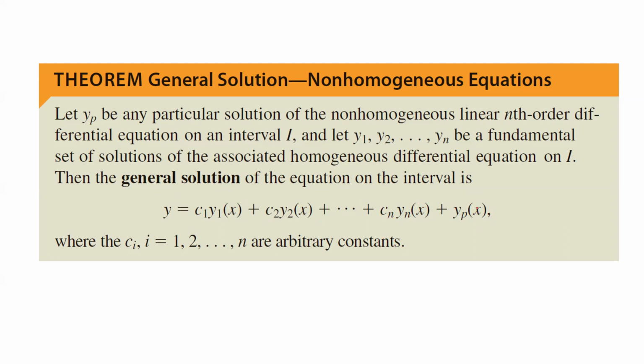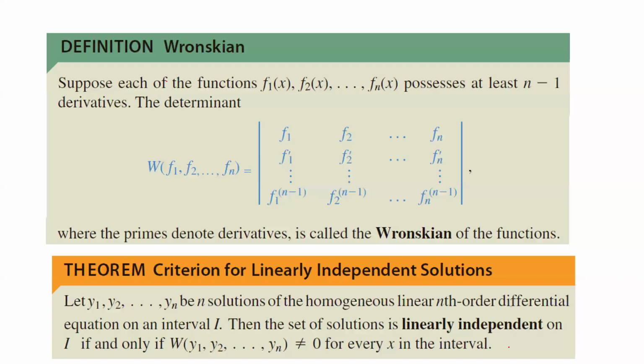So recall how we define the fundamental set. First, we define the Wronskian. Suppose you have some functions f1, f2, f3, up to fn that have at least the (n minus 1)th derivative. Then the determinant of this matrix is going to be called the Wronskian. If this determinant is non-zero, then for sure you can say that you have linearly independent functions.